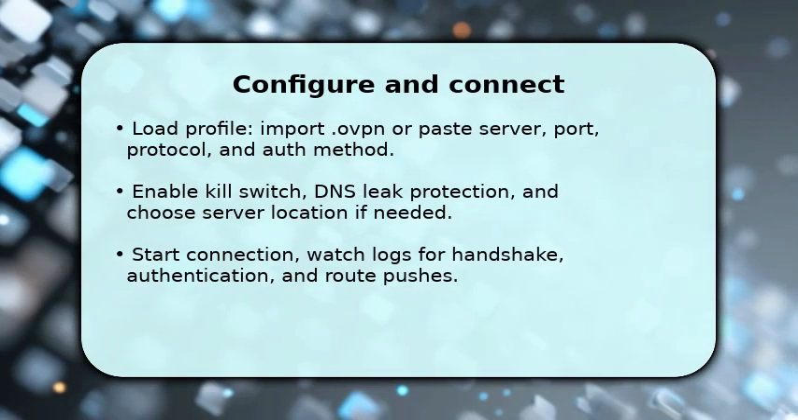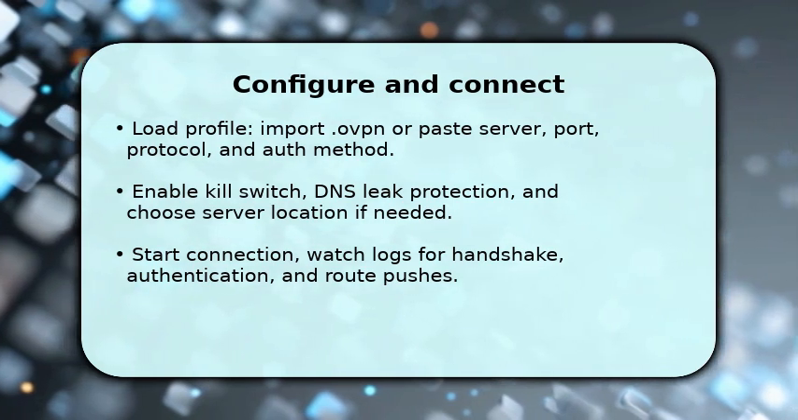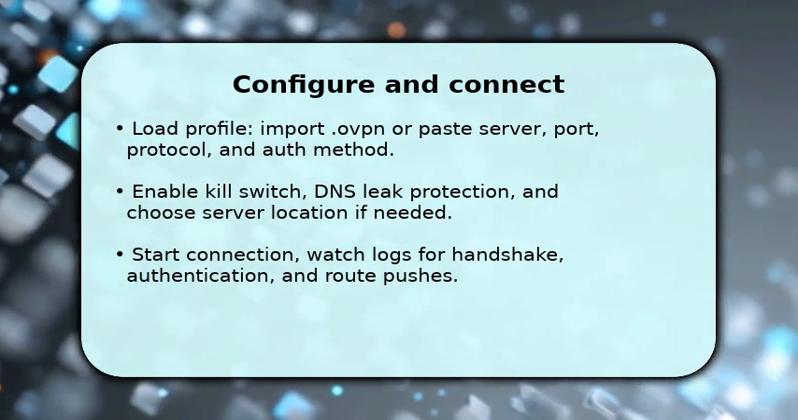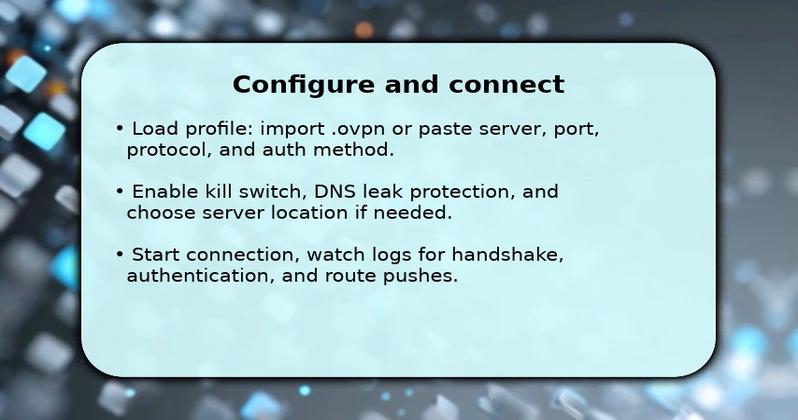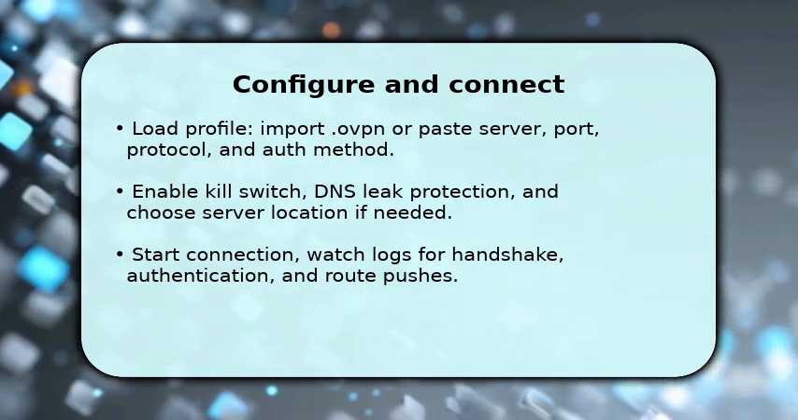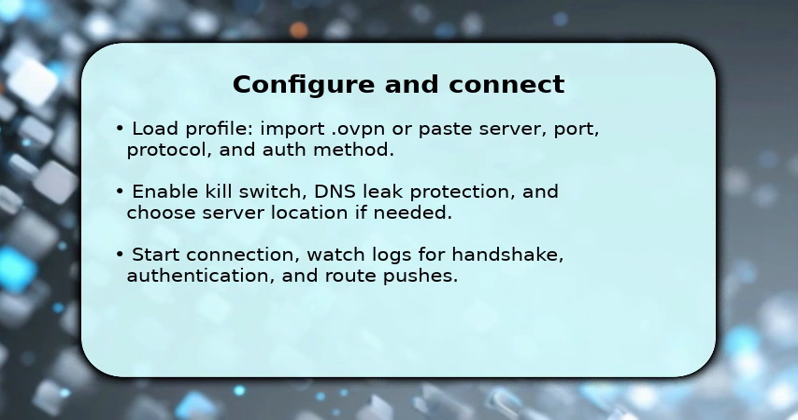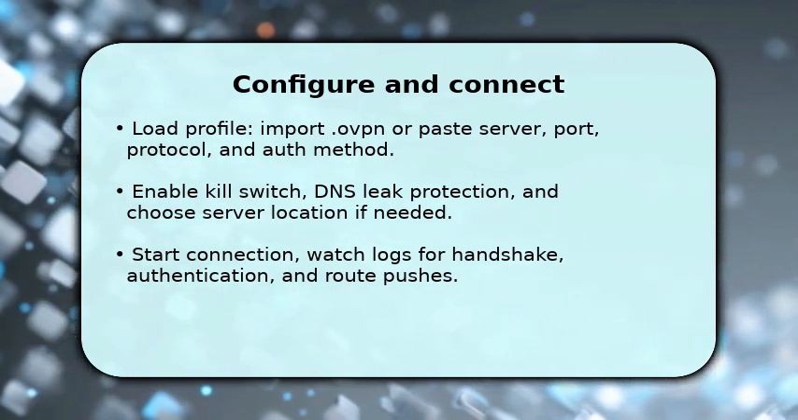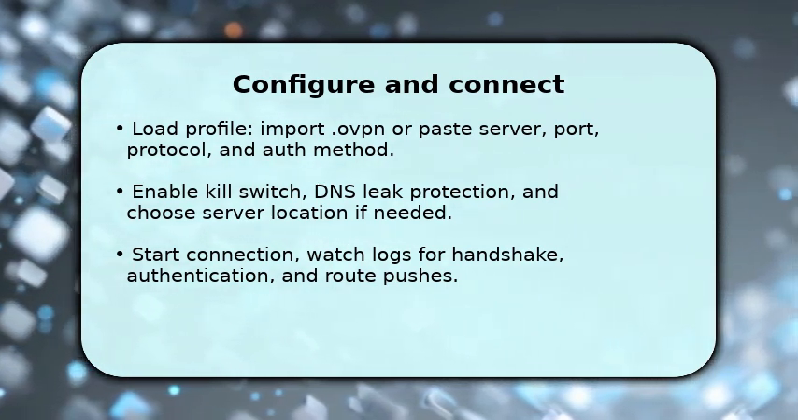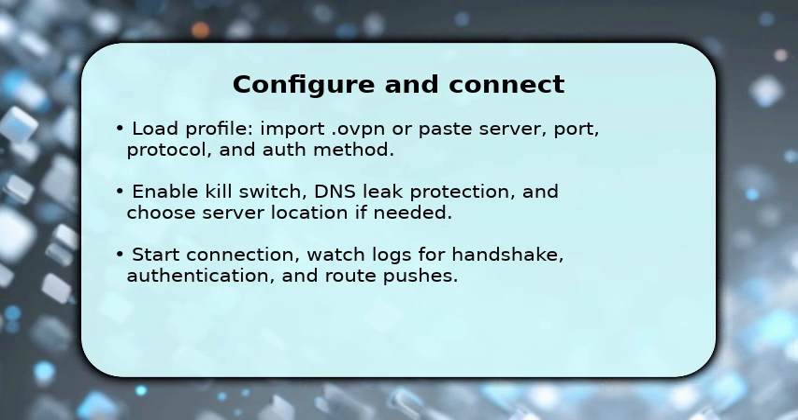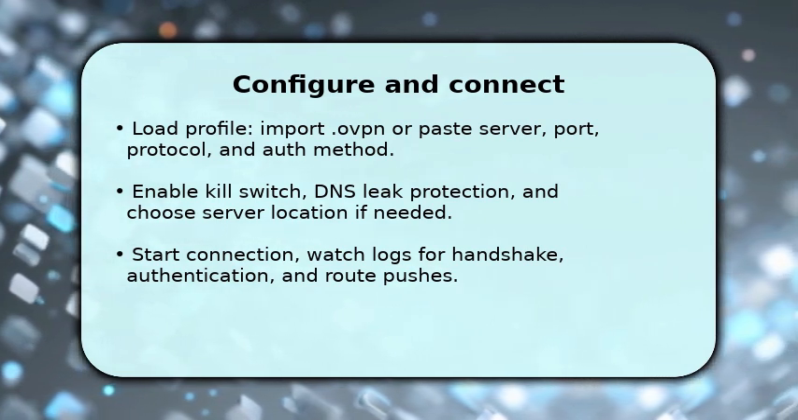Now configure the client, import the AVPN profile or manually enter server, port, protocol, and authentication method. Once done, enable security options like the kill switch and DNS leak protection so traffic won't leak if the tunnel drops. Select a nearby server for lower latency unless you need a specific geolocation.